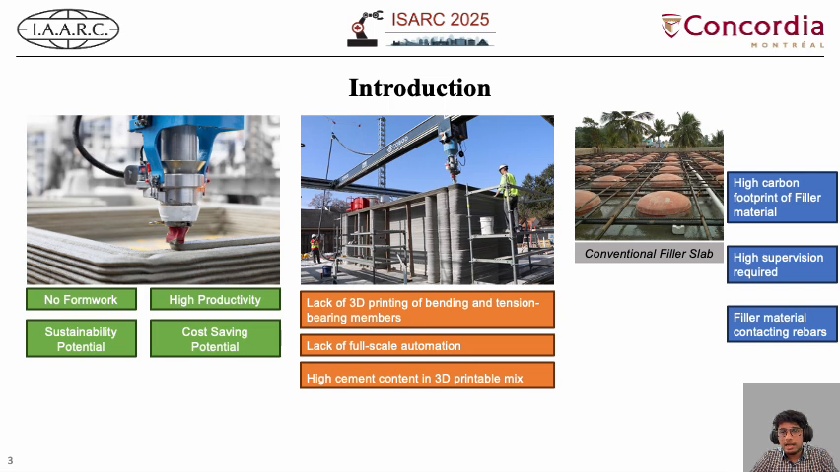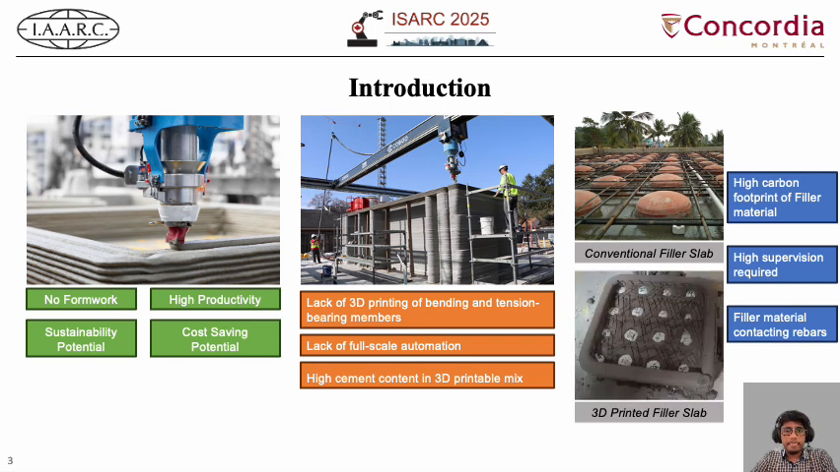The first is the high carbon footprint of the filler material. The production of the clay pot itself produces a high amount of carbon emissions, which negates the carbon emissions that were reduced due to the lower consumption of raw material. High supervision is required, and also the filler material coming in contact with the rebars can cause corrosion over a longer period of time.